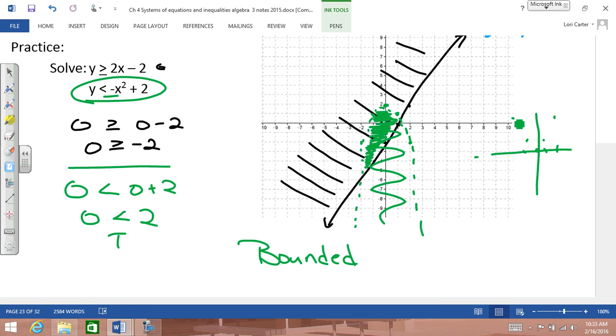Are you good? Sketch it in. How do we know it's dash? It doesn't have an equal to, so we know it's dash. And how do you know where to shade? You plug in 0, 0, because it wasn't on the line. When you plug in 0, 0, 0 is less than 2, it's true. True is on the inside of the parabola, and you always shade the true points. Since it's inside, you shade all of the inside. The overlap is the answer.